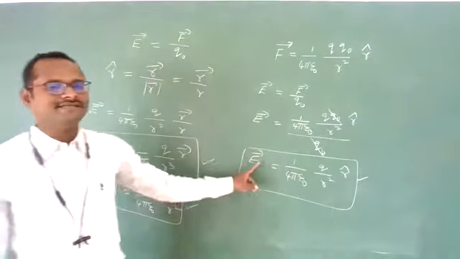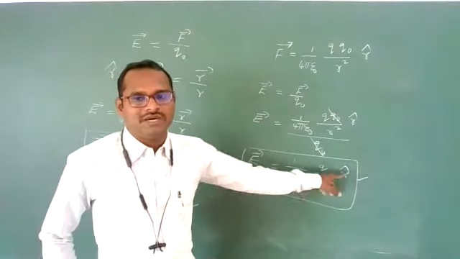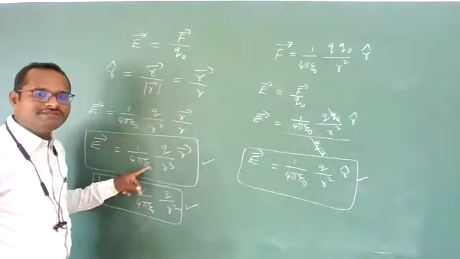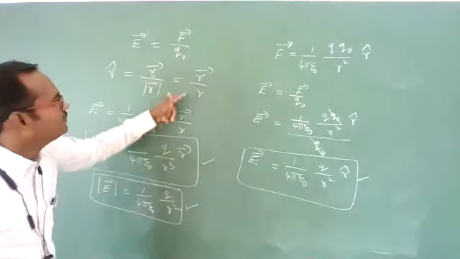So the formula is electric field E bar is equal to 1 by 4 pi epsilon naught q by r square into r cap. In vector form, it can be written as 1 by 4 pi epsilon naught q by r cube into r bar. How it came, I have shown you here.